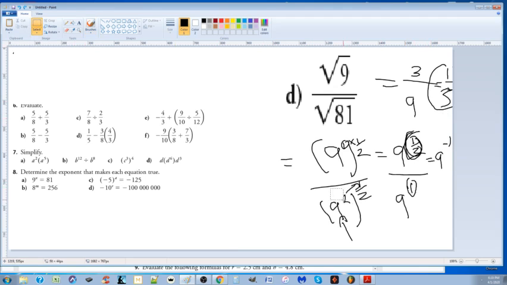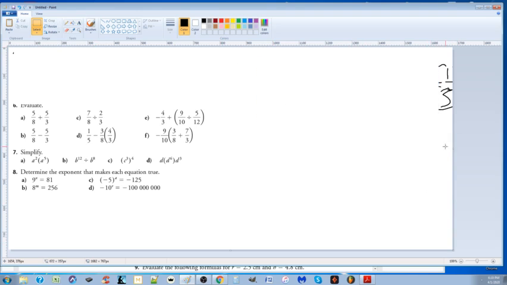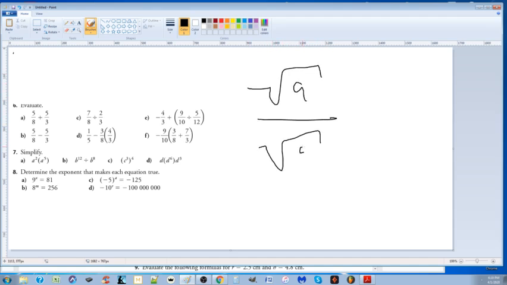And I could have even put it in terms of base 3, which would have been really annoying. But if you want to see it also in another way, here's another way. Square root of 9 divided by square root of 81 is the same as square root of 3 times the square root of 3.